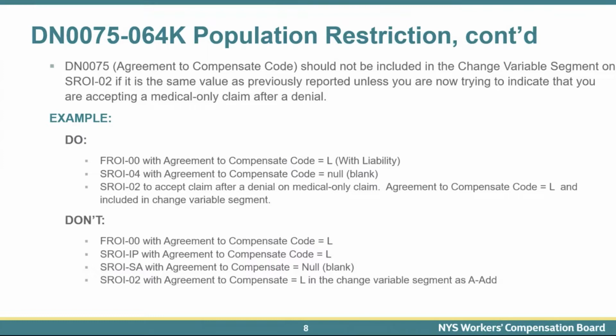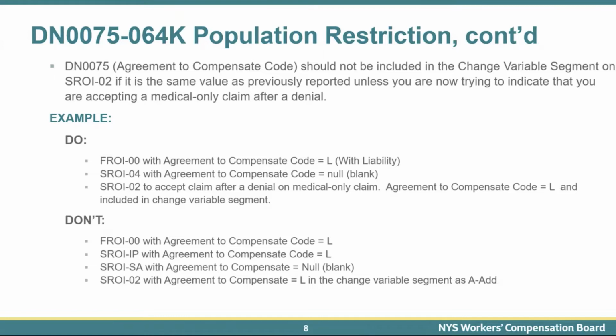What we would expect, as an example, a FROIO with Agreement to Compensate Code of L with liability. Then you submit a SHROI 04 with Agreement to Compensate Code of null blank. And then when you go to accept the claim, you file a SHROI 02 to accept that claim after the denial and include Agreement to Compensate Code of L and include that in the change variable segment on that SHROI 02.